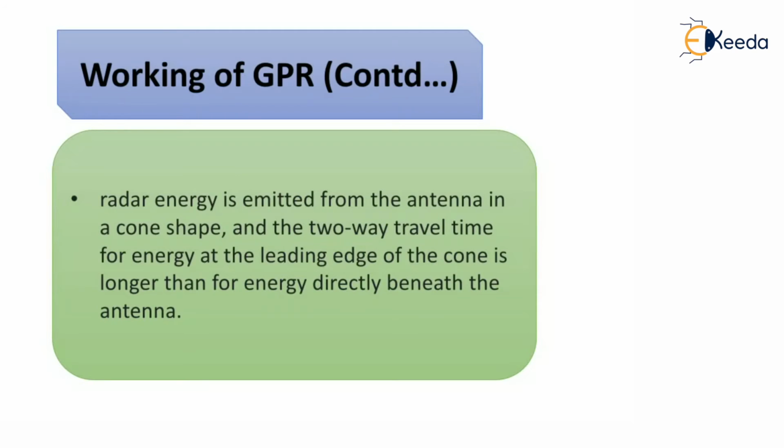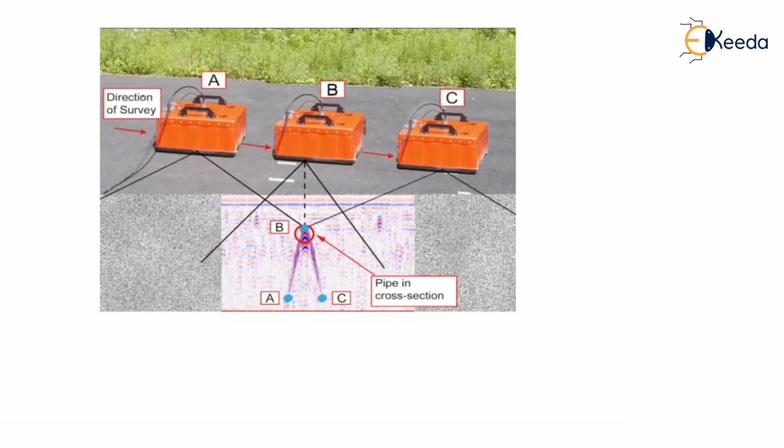The radar energy is emitted from the antenna in a cone shape, and the two-way travel time for the energy at the leading edge of the cone is longer than for the energy directly beneath the antenna. So this is just a diagrammatic representation.